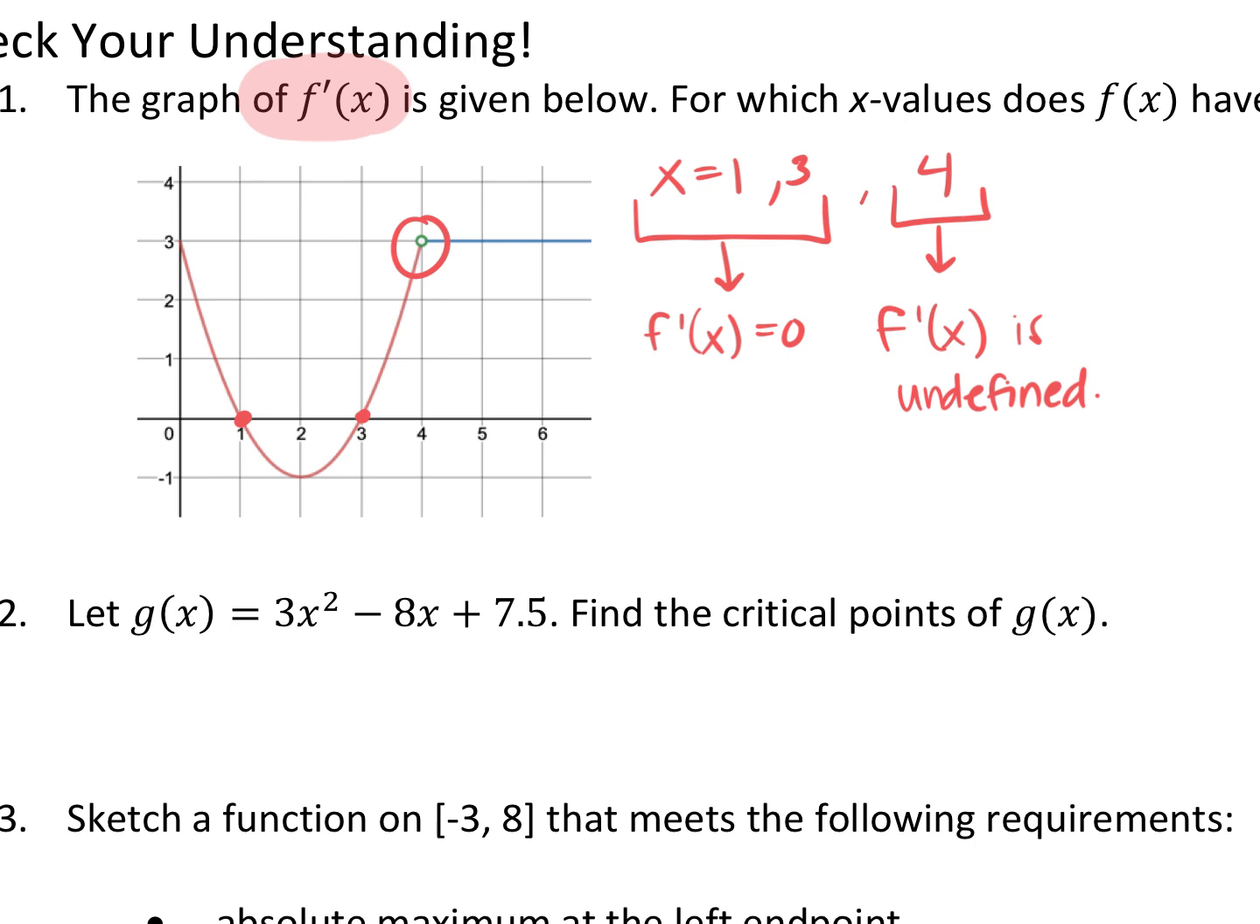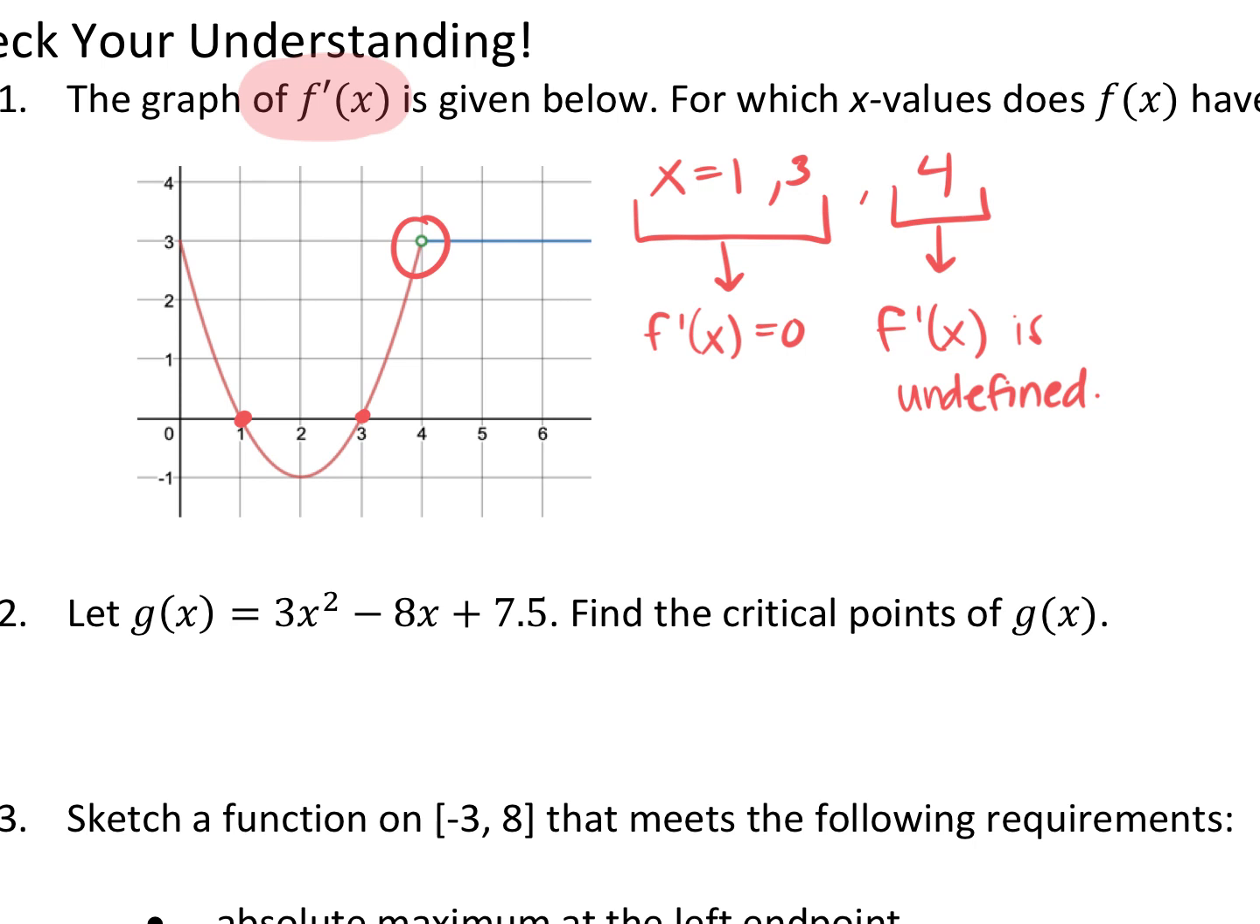Okay, next question says, let g of x equal 3x squared minus 8x plus 7.5, and we need to find the critical points of g of x. So, to find the critical points, I need to take the derivative and set that equal to 0. And I need to figure out when it is undefined.